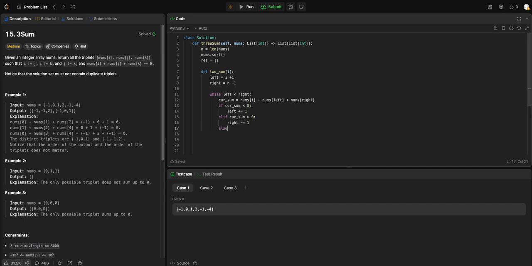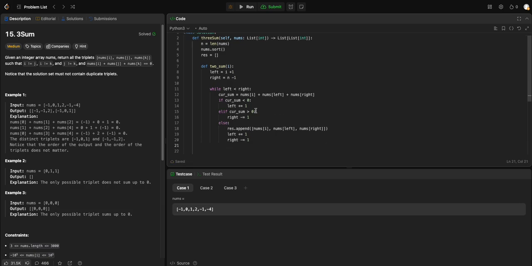Else, we add to results the numbers, because the sum is equal to 0: nums[i], nums[left], nums[right]. Then we shift left and right to avoid duplicates, right? Because we don't want duplicates.